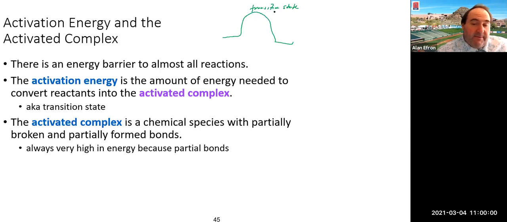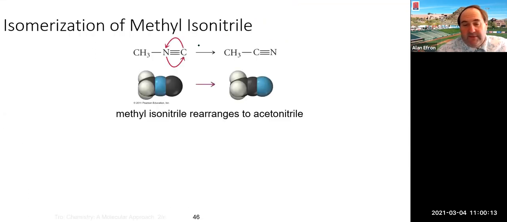And again, this used to be called the transition state complex, but now sometimes people will call it the activated complex, all the same thing. It's basically that species that's at the top of the hill there. Again, very high in energy, and as we talked about, very unstable because of that high energy and those partially made bonds, partially broken bonds. You'll very quickly go to the other side.